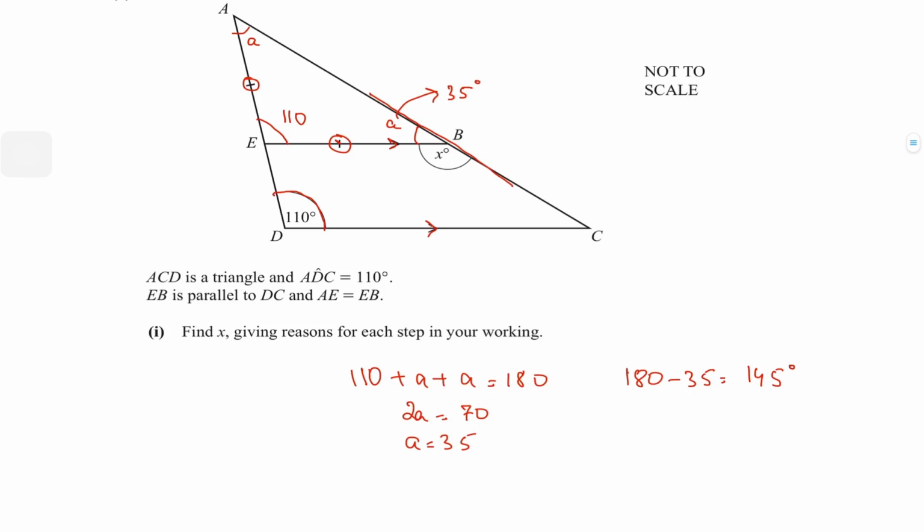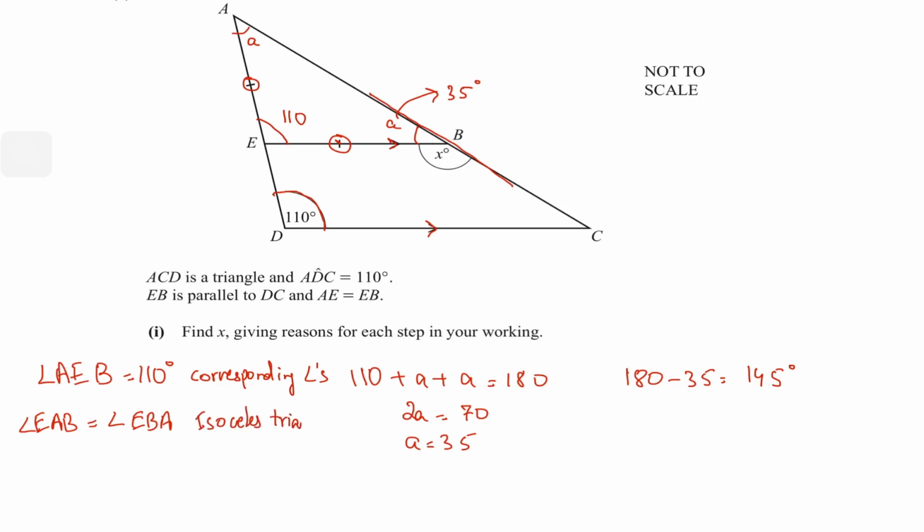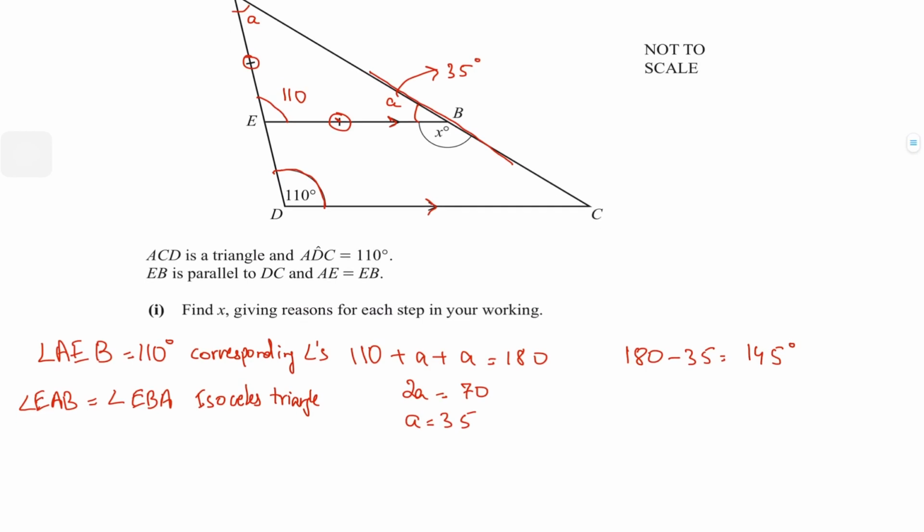So we're going to start off by saying that angle AEB is equal to 110, and the reason for this is that these are corresponding angles. So I'll just write corresponding angles, and then we're going to say that angle EAB is the same as angle EBA, and the reason for that is because it is an isosceles triangle. So these are the two reasons, and you have to write this in order to score full marks in this particular question.